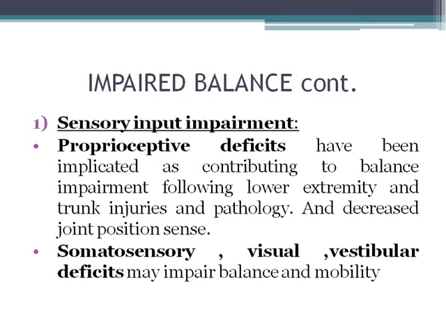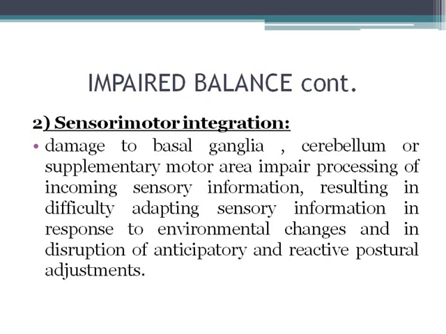Now the second one is sensory motor integration. Sensory motor integration mainly occurs by the basal ganglia, cerebellum and supplementary motor area. If any one part is impaired, such as the basal ganglia, it results in impaired balance. If the cerebellum is affected, it results in impaired balance. If the supplementary motor area is affected, it again results in impaired balance. So if any one area of the brain is affected, it results in impaired balance.